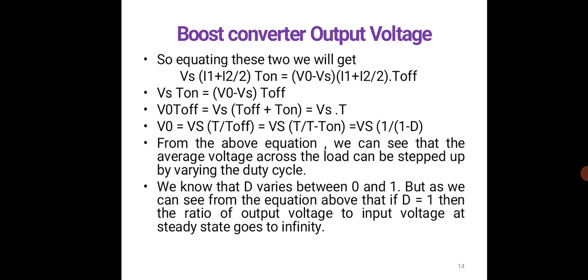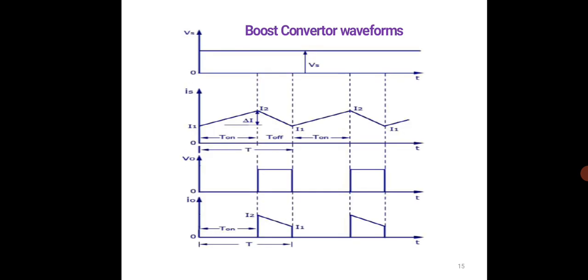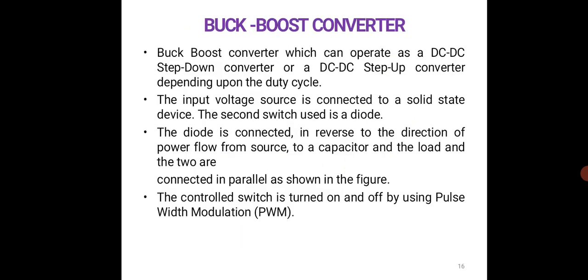So from the above equation, it can be seen that the average voltage across the load can be stepped up by varying the duty cycle. So we know that the D varies from 0 to 1, but as we can see from the equation above, if D is equal to 1, then the ratio of output voltage to input voltage at steady state goes to infinity. So these are the boost converter waveforms.